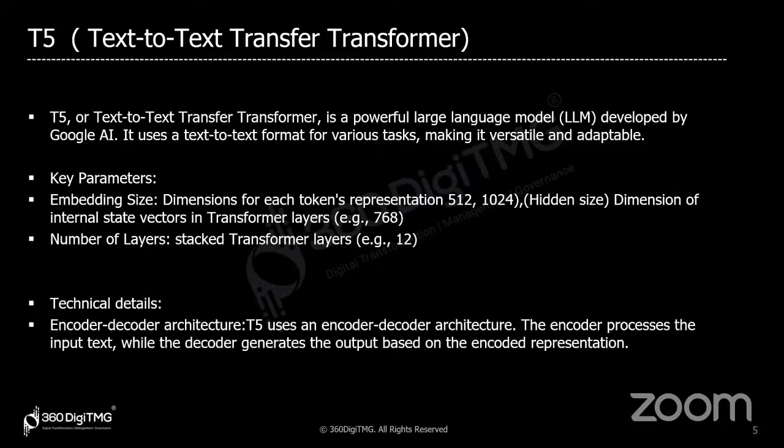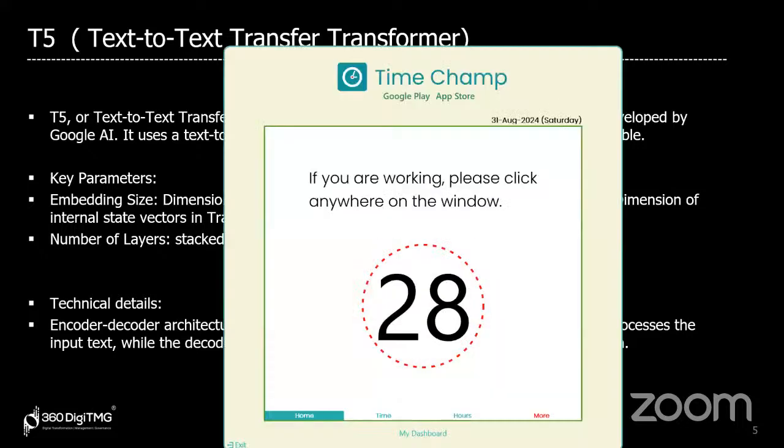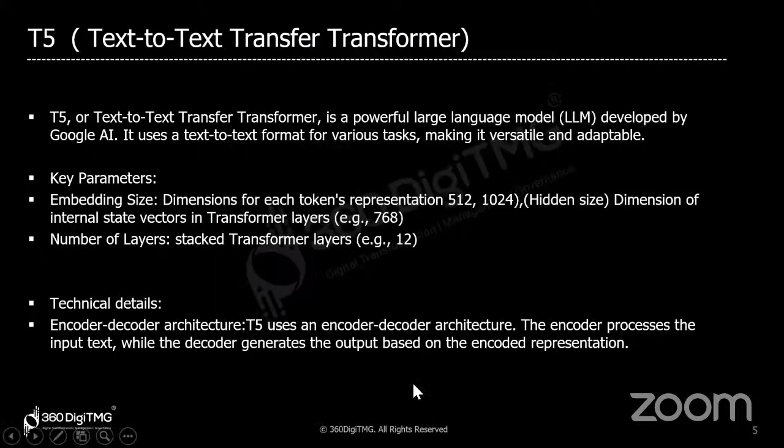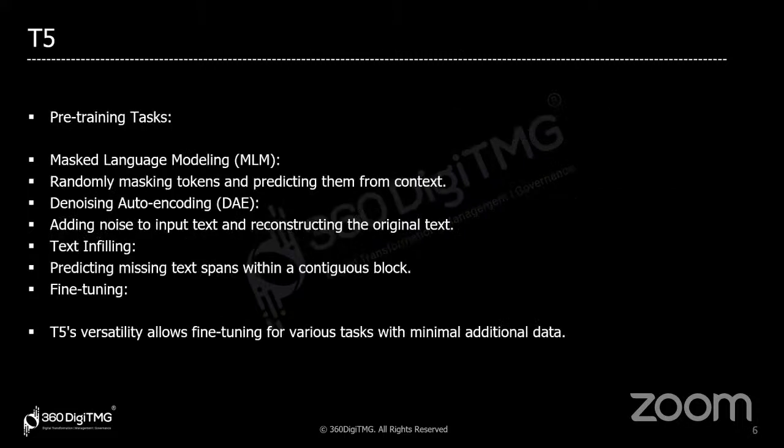Okay, in summary, what can we say for T5? T5 is a flexible and powerful model capable of performing a wide range of text-based tasks by leveraging its text-to-text format and the encoder-decoder architecture. Okay. So here, there is also a pre-training task.